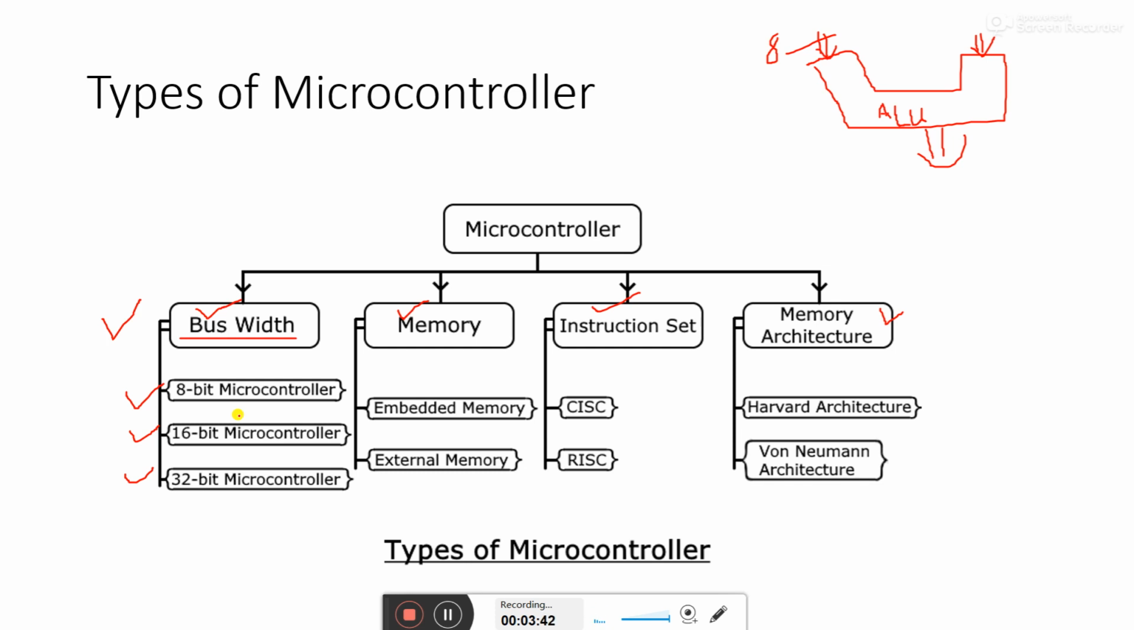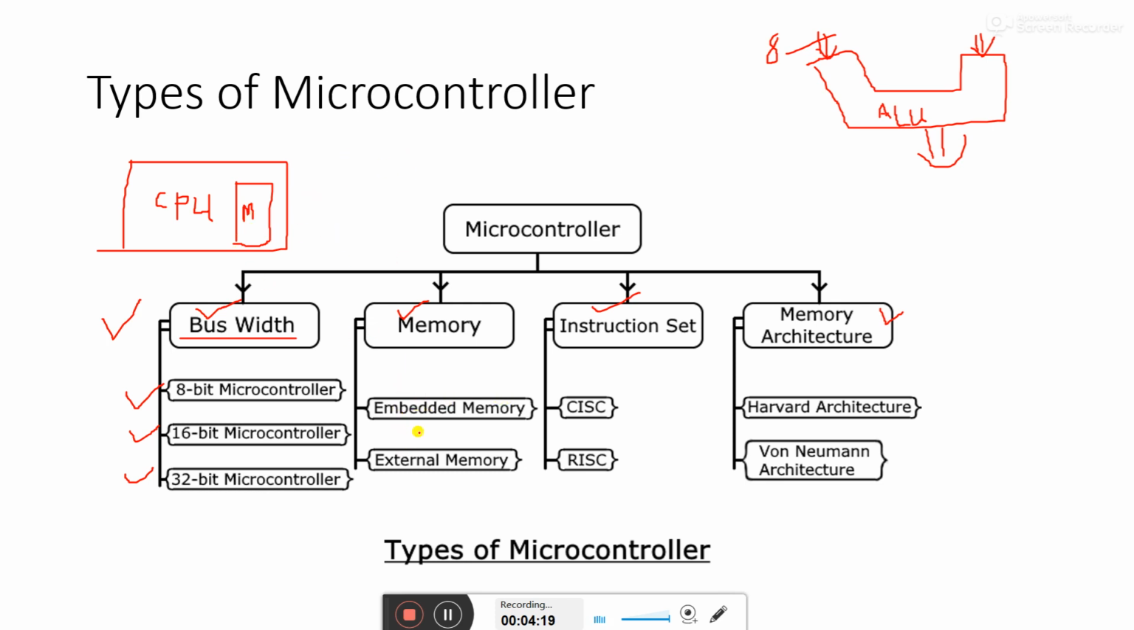Okay, in the case of memory, the embedded system may have internal memory or external memory. Embedded memory means my on-chip memory is there, so my CPU is there, and there is an internal memory which holds the data and code. So there is an internal memory in that case, and it holds both the data and the code, right?